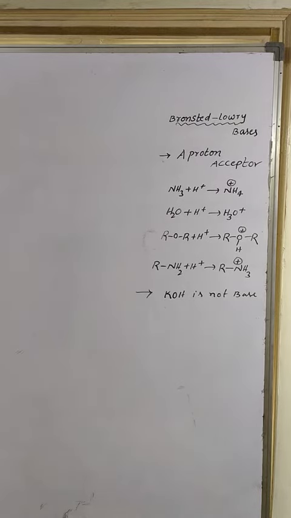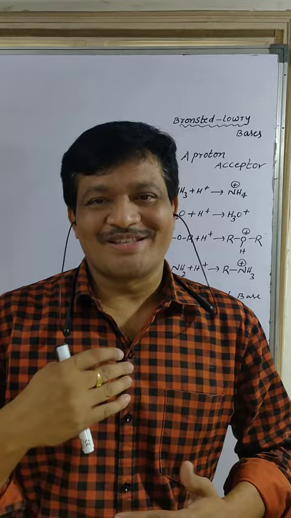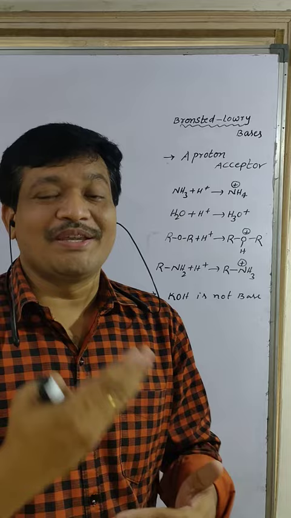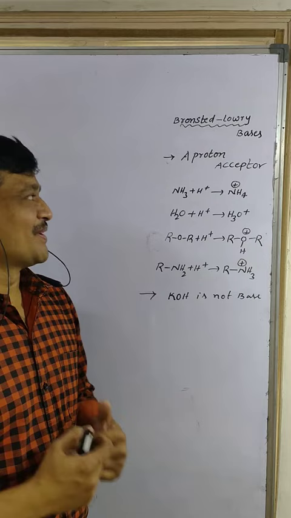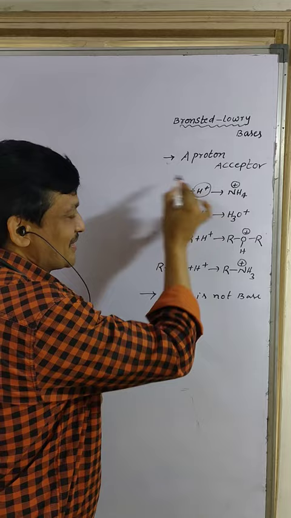Hi students, do you know Brønsted-Lowry bases? Very easy concept. Which compound accepts the proton? Proton acceptor is base according to Brønsted-Lowry. NH3 is a proton acceptor. It accepts the H+ ion. So NH3 is a base according to Brønsted-Lowry.